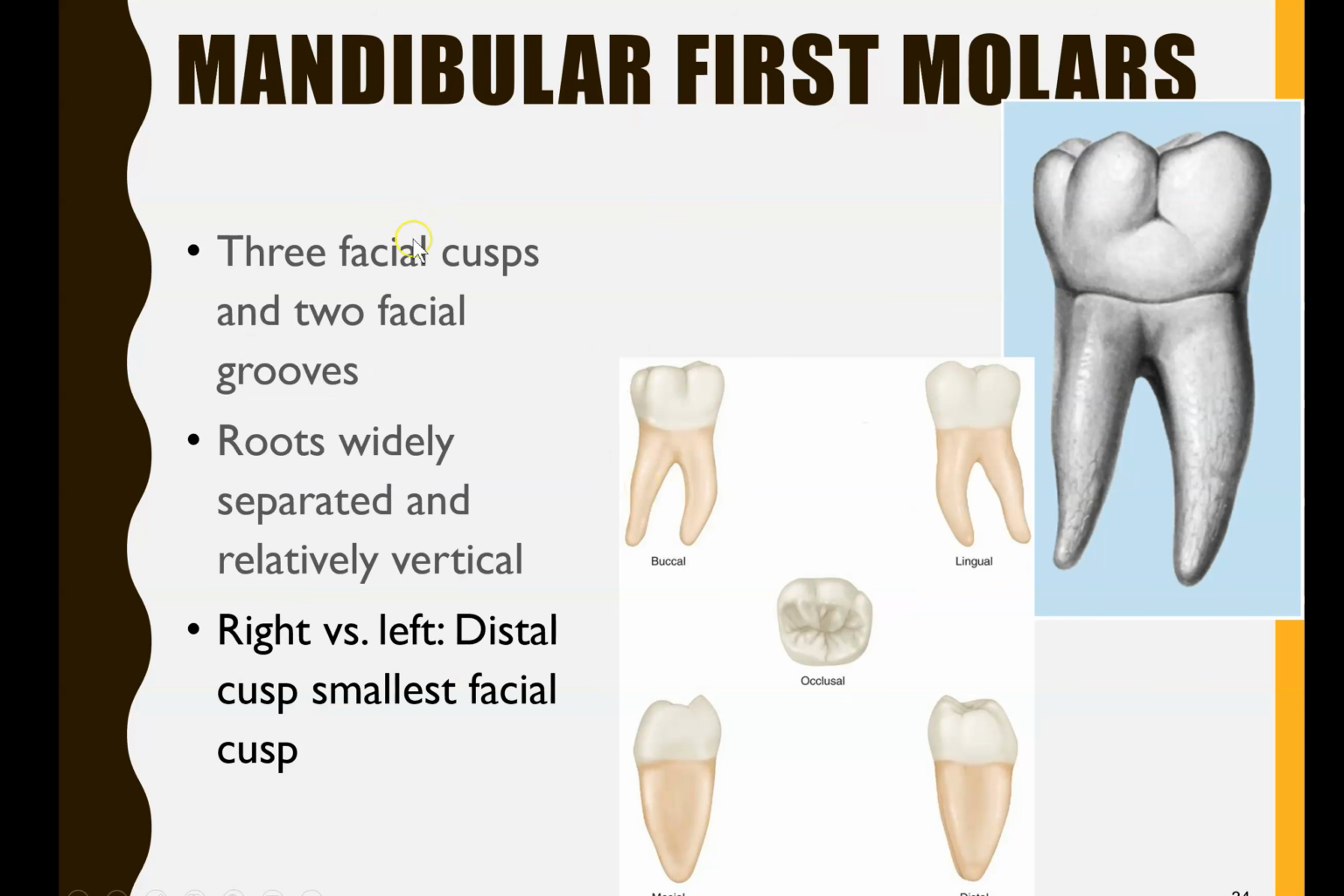Mandibular first molar. In the mandibular first molar, we have 1, 2, 3 facial cusps, and 1, 2 lingual cusps. And again, just like your first molar in the maxilla, we have 5 cusps. In your mandibular first molar, we also have 5 cusps, but there is no cusp of Carabelli. Cusp of Carabelli is only in your maxillary first molars. The roots are wide and separated, but when we get to the second and third molar, the roots get closer together.